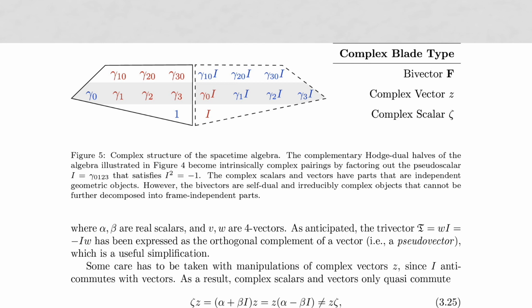So the complex structure of the space-time algebra, the complementary Hodge-dual halves of the algebra illustrated in Figure 4 become intrinsically complex pairings by factoring out the pseudoscalar I that satisfies I squared equals minus 1. So the complex scalars and vectors have parts that are independent geometric objects. However, the bivectors are self-dual and irreducibly complex objects that cannot be further decomposed into frame-independent parts.